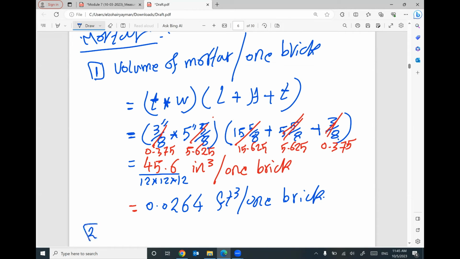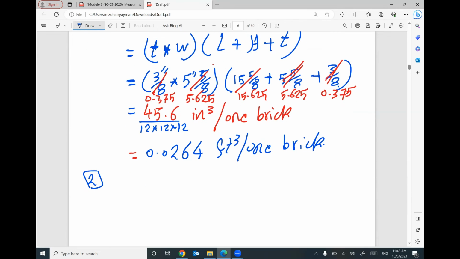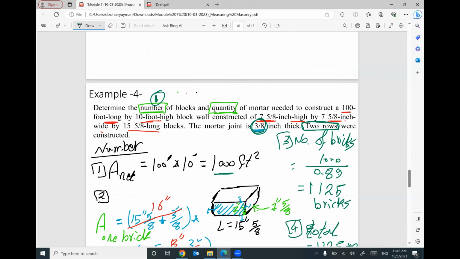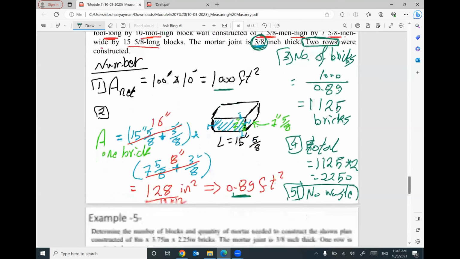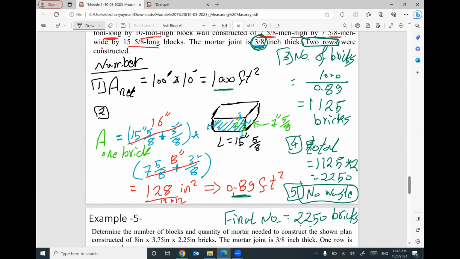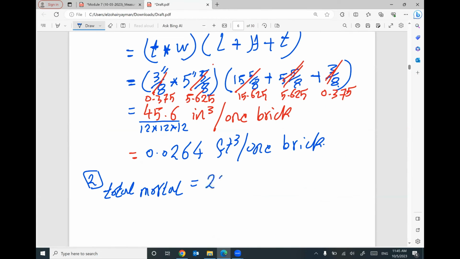Step number 2, I can tell you the total amount of mortar needed to construct the total number of bricks. What was the total number of bricks? You have the final total number of bricks, 2,250. And what is the required amount for one brick? 0.0264. If you multiply this number by this number, I got 59.4 cubic feet of mortar.